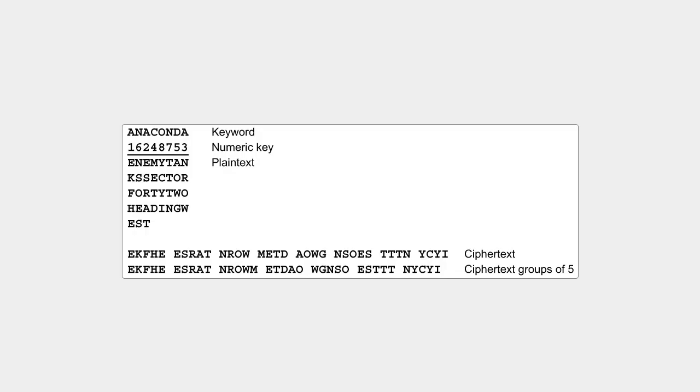Write the message into a grid horizontally from left to right. The number of columns is the size of the key. If the key is sample, there are 6 columns. If the key is anaconda, there are 8 columns. Write the numeric key above the grid, like this.